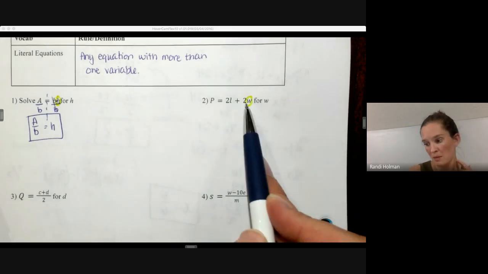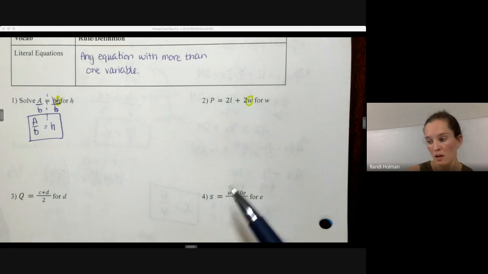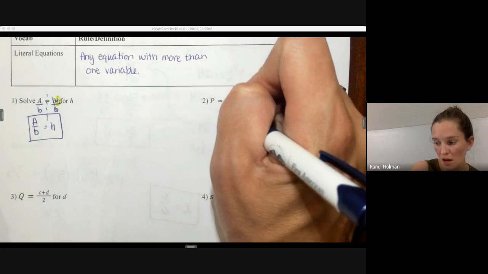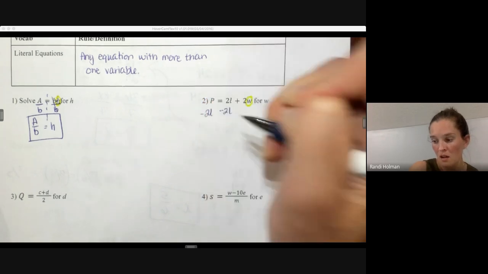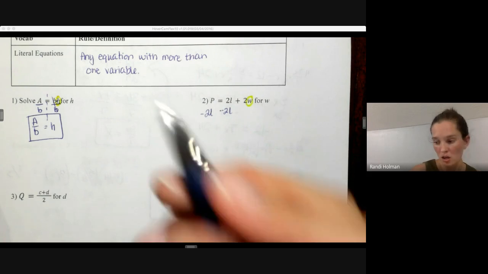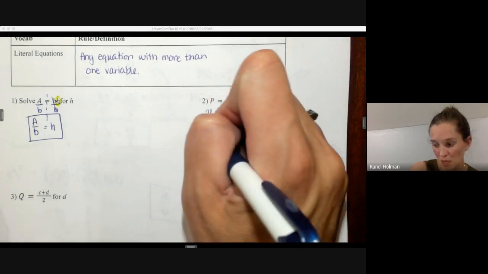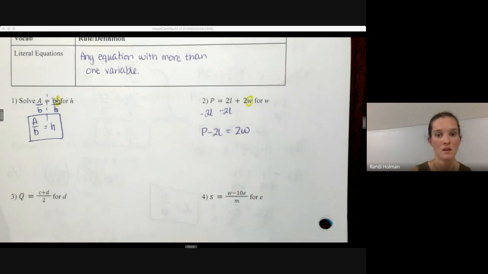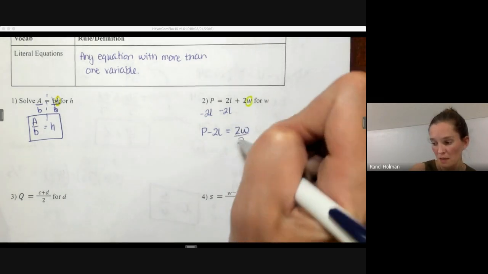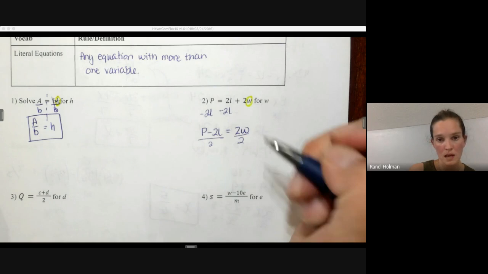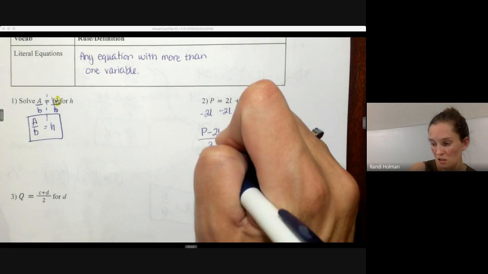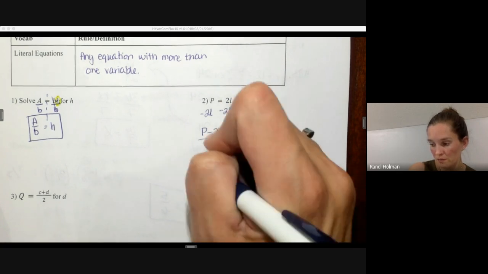W is being multiplied by 2, but then we're also adding this 2L. So we're going to start inverse operations in reverse order, subtracting 2L from both sides. And L and P are not like terms, so I can't put them together. So we'll just have P minus 2L equals 2W. Okay, now we're still doing something to W. We're multiplying by 2, so we're going to divide by 2. Make sure we're dividing the whole side by 2. So we're going to get W is equal to P minus 2L over 2.